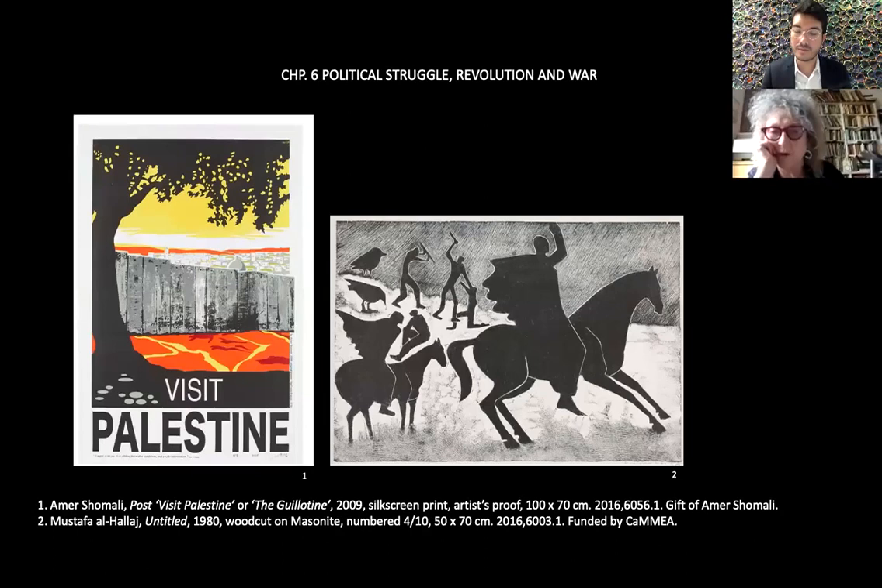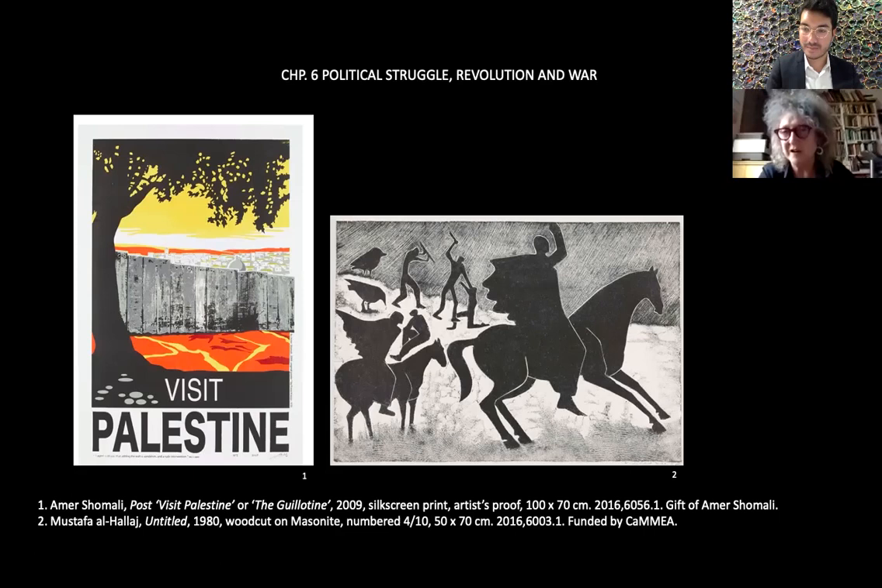And then with these ones, you're telling the story in such a different way. So Amr Shomali's very, very clever work here, which is the post-visit Palestine poster, a very famous poster that was made decades ago, when it was a kind of idyllic place, come, you know, this whole Zionist dream, come to Palestine, and then what has he done? He's put the wall there. So it's kind of playful, but it's very hard hitting too.